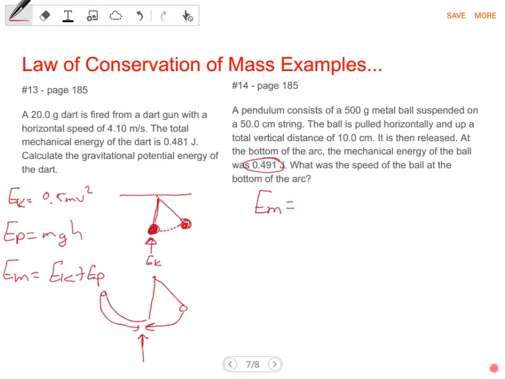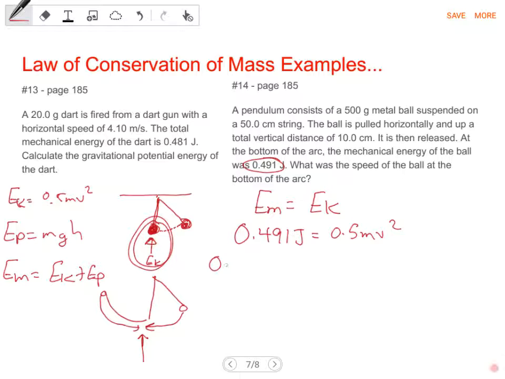Now it tells you, very tricky here, at the bottom of the arc, the mechanical energy of the ball was 0.491. Well, what kind of energy do we have at the bottom of the arc? You see, our mechanical energy is equal to our kinetic energy. So what you have to do here is your mechanical energy is 0.491 joules. And remember, at the bottom of the arc, that is kinetic energy. So when they tell us it's 0.491 joules, that's our kinetic. Now do your formula.